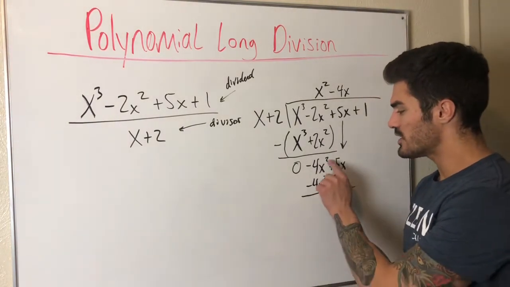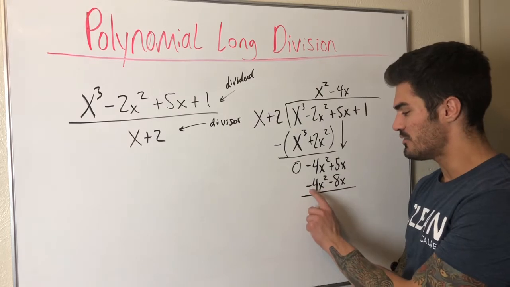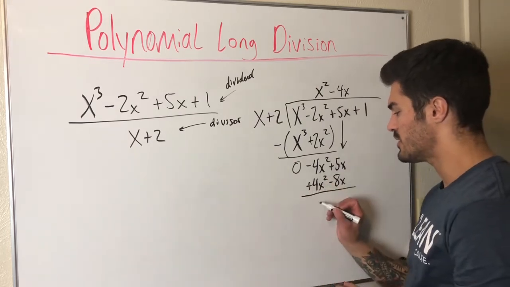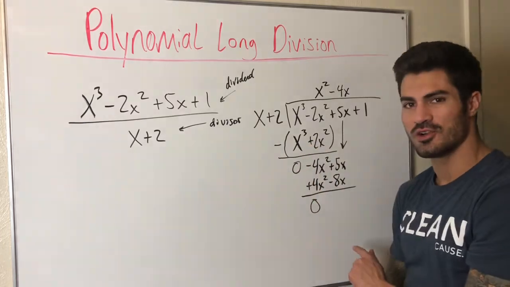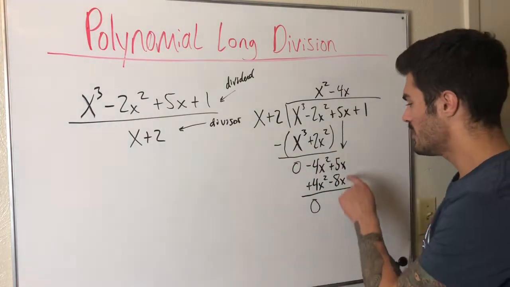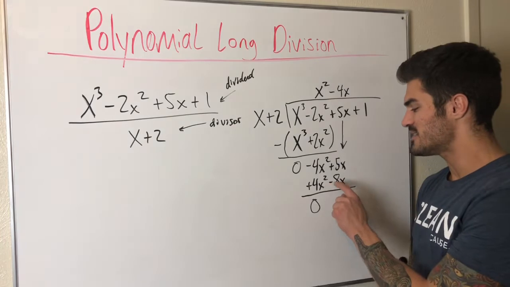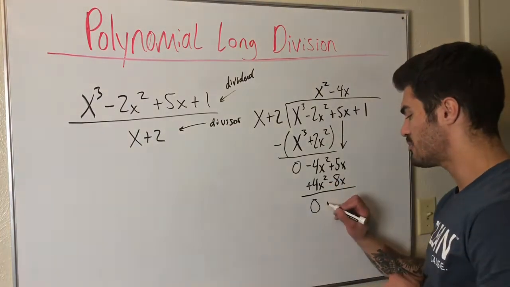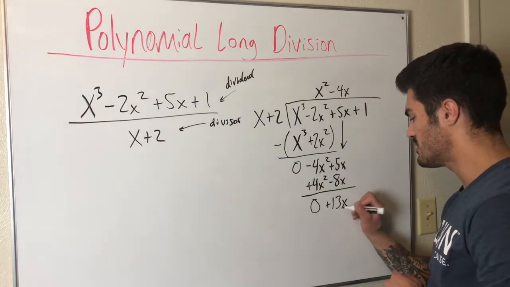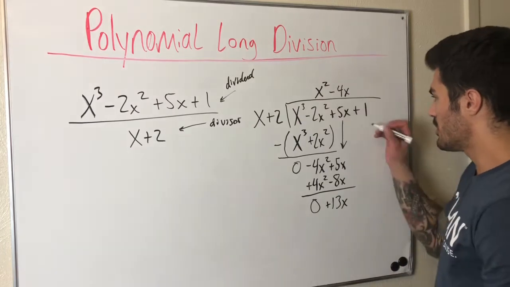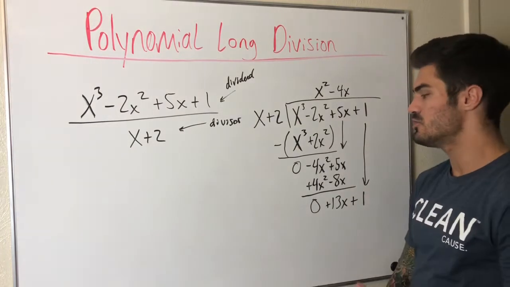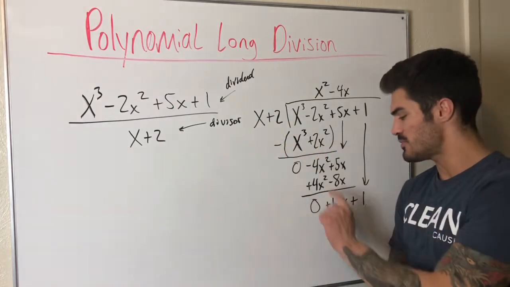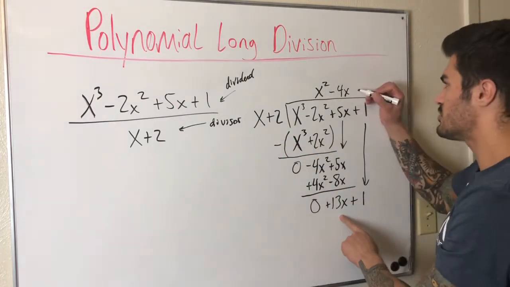So negative 4x squared minus negative 4x squared. That's plus 4x squared, and that's 0. And this should always be 0. That first thing you do should always be 0. So if it's not 0, you did something wrong. And then let's see, 5x minus negative 8x. So that's actually positive 13x. And then I can go ahead and bring down my 1 plus 1. And I'm going to do the same process. What do I multiply x by to get 13x? That's just 13.